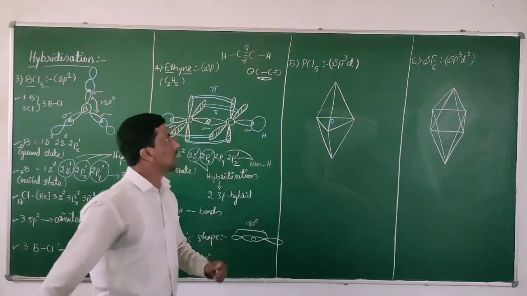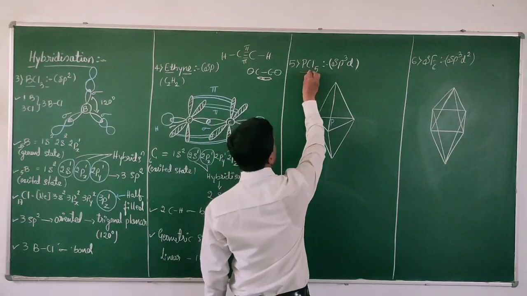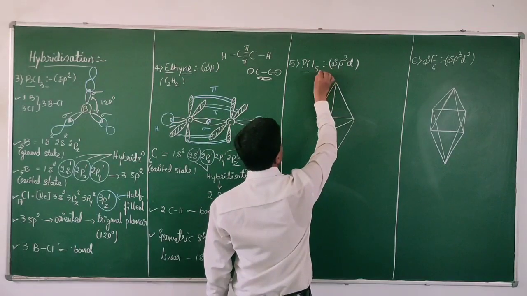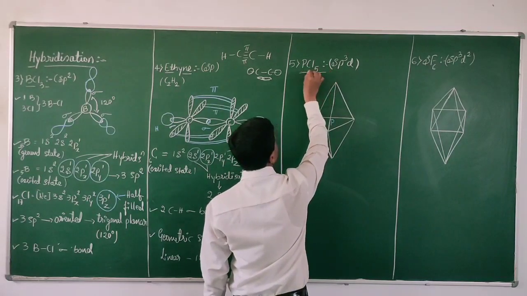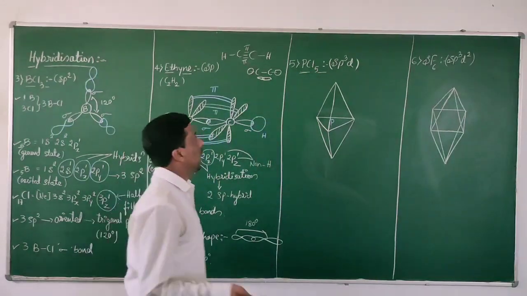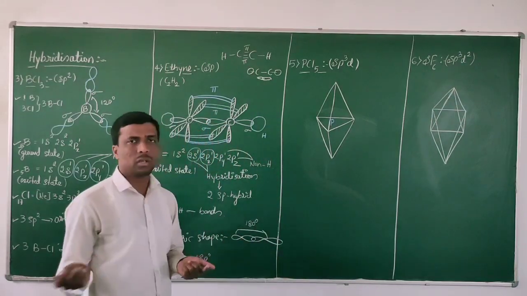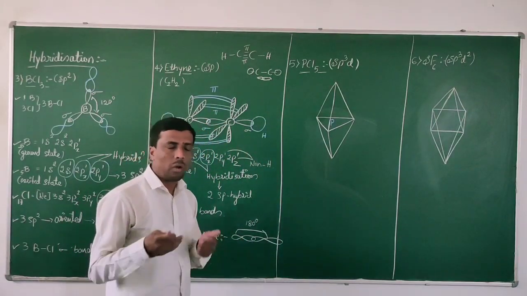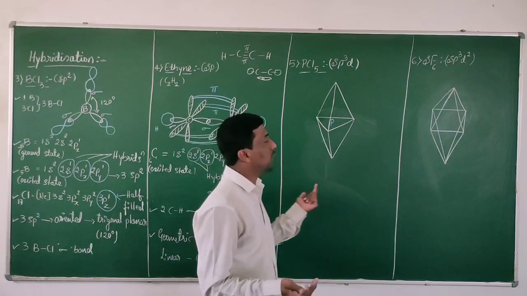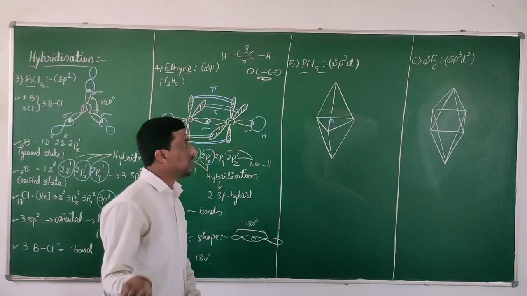Okay, now let us move towards the fifth molecule in the hybridization concept, that is PCl5, means phosphorus pentachloride. It is undergoing the sp3d hybridization. How do we understand this? It is undergoing the sp3d hybridization. How do we say it is sp3d hybridization?